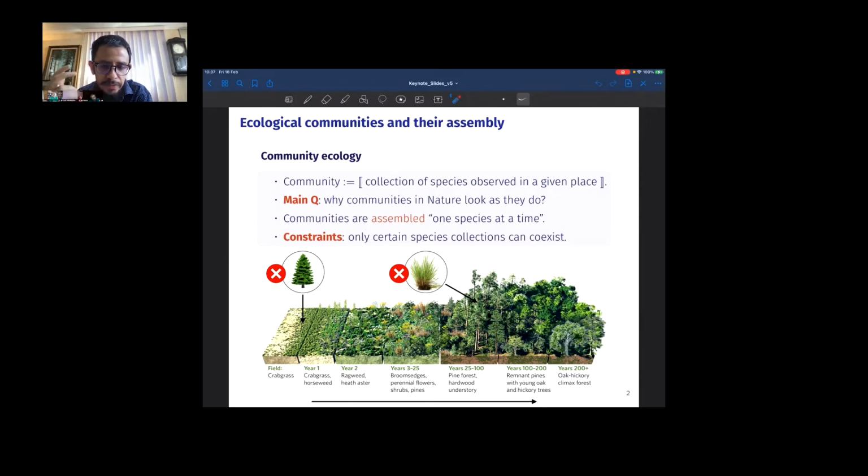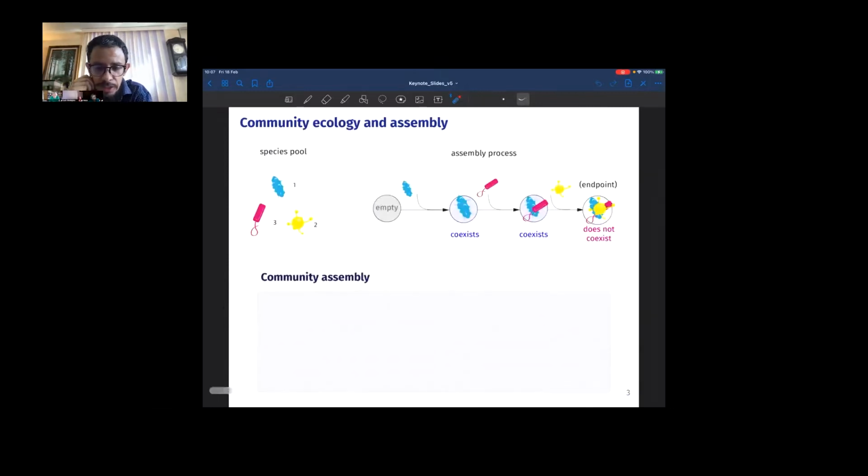So there is this fundamental constraint on which species you can assemble at different stages of the assembly. Let me try to be more clear about this assembly process using a very simple example. I would like you to imagine a hypothetical ecosystem or community that has three different species of bacteria: the blue bacteria, the yellow bacteria, and the pink bacteria.